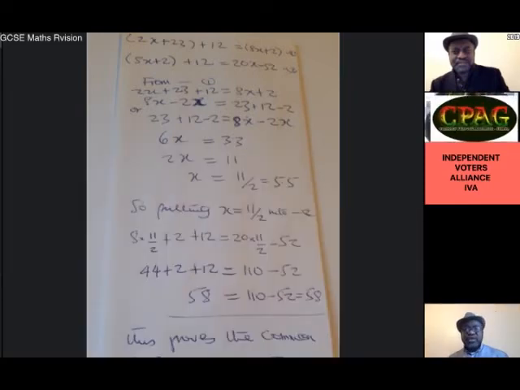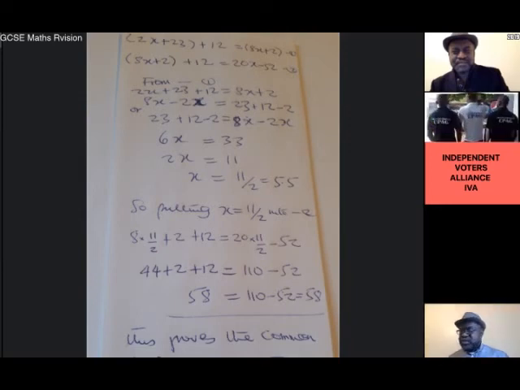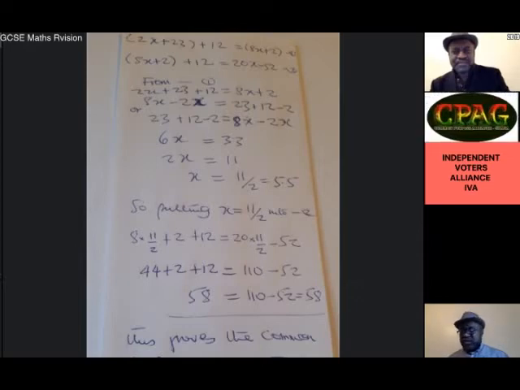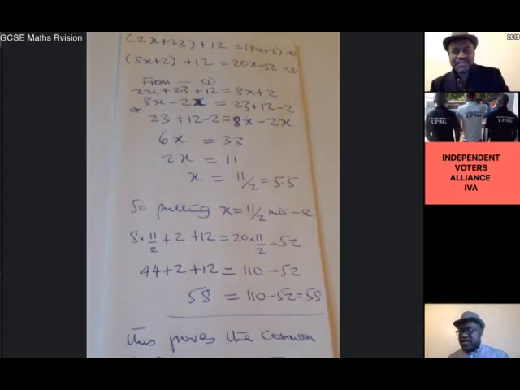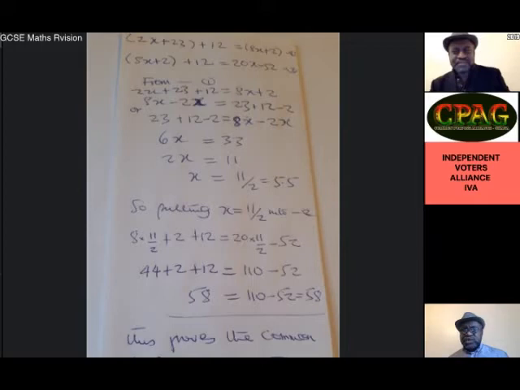Then we write equation 1. Then we write the second equation: from the second term to the third term, there's a difference of 12 as well. So that simply implies that 8x plus 2 plus 12 is equal to 20x minus 52, equation 2. So now there are two linear equations that you can solve easily.